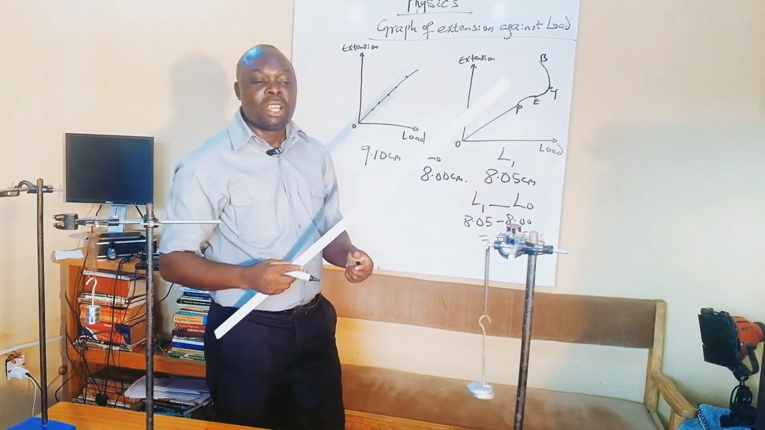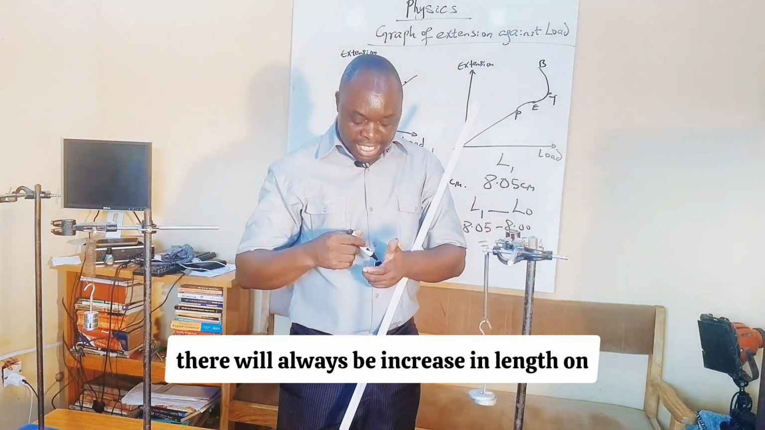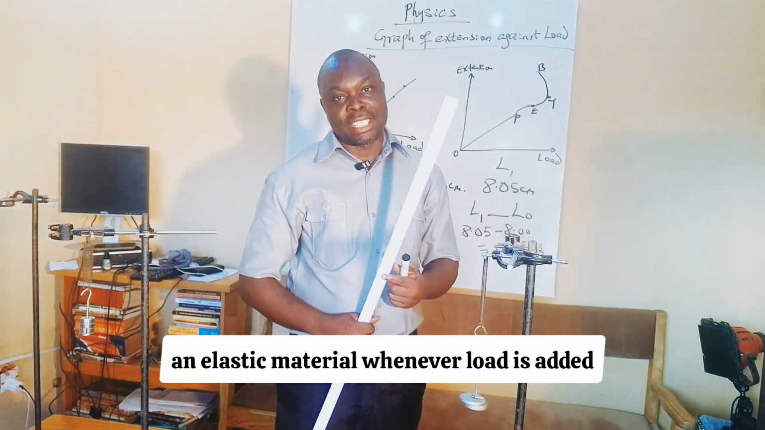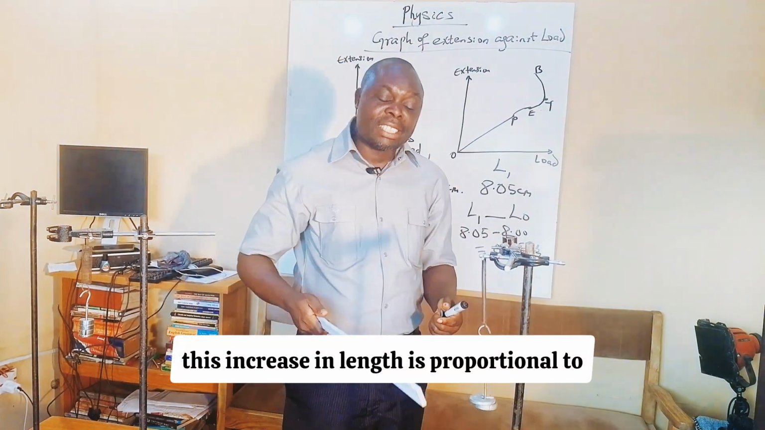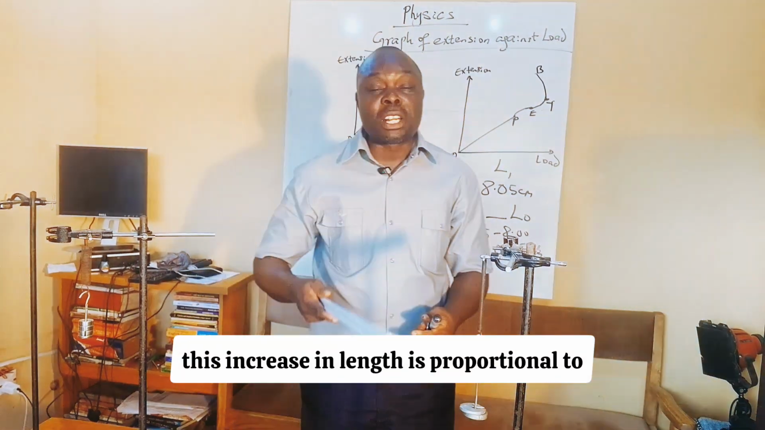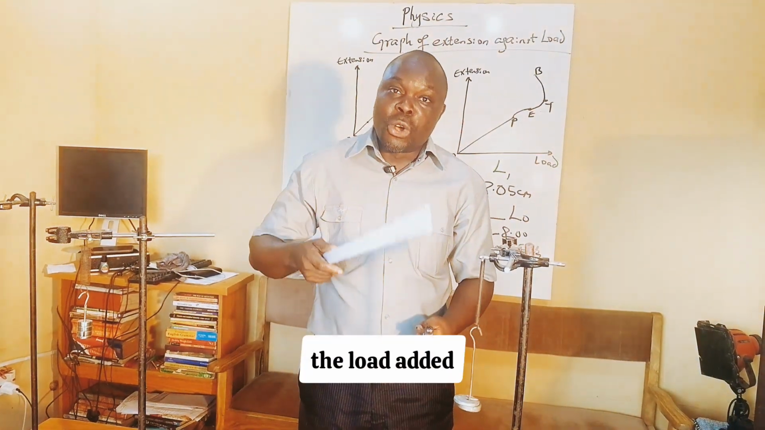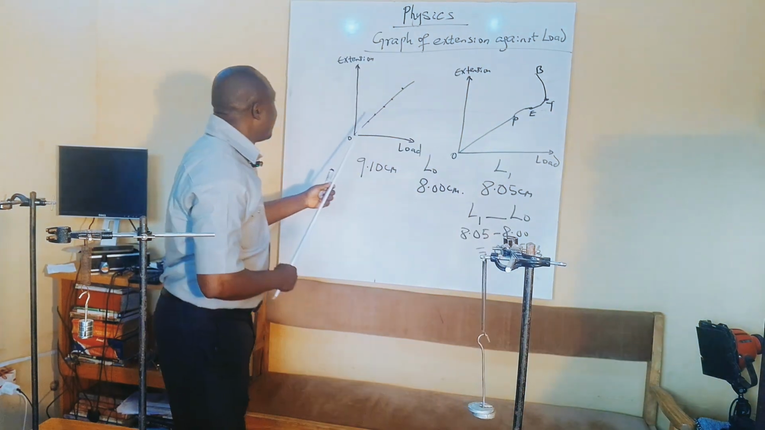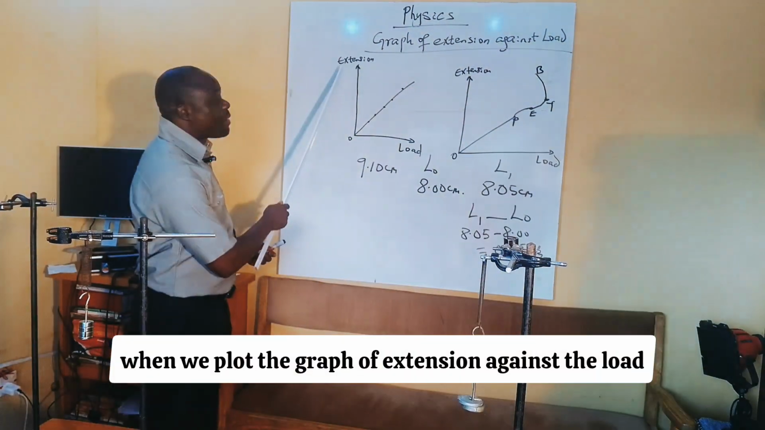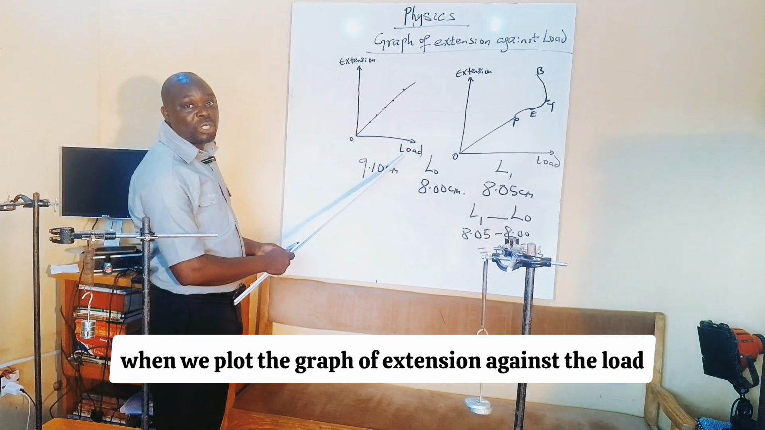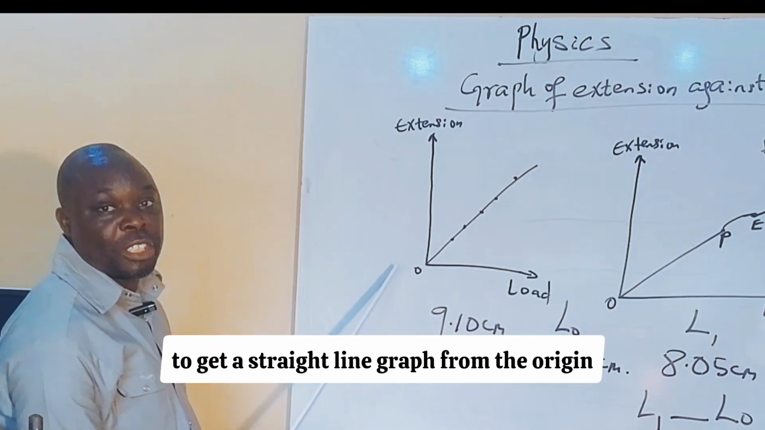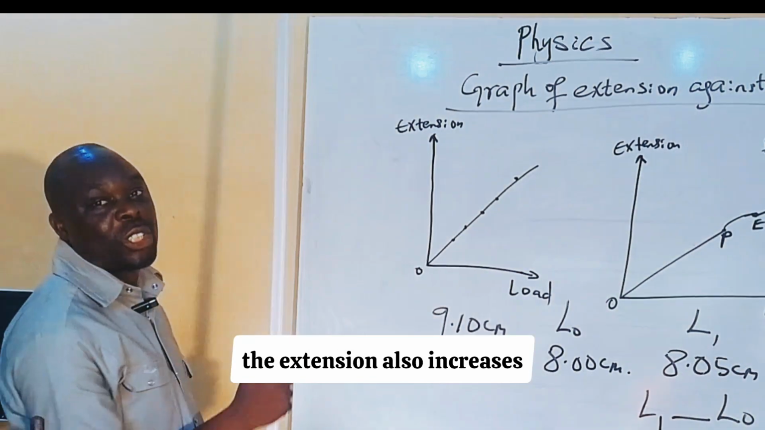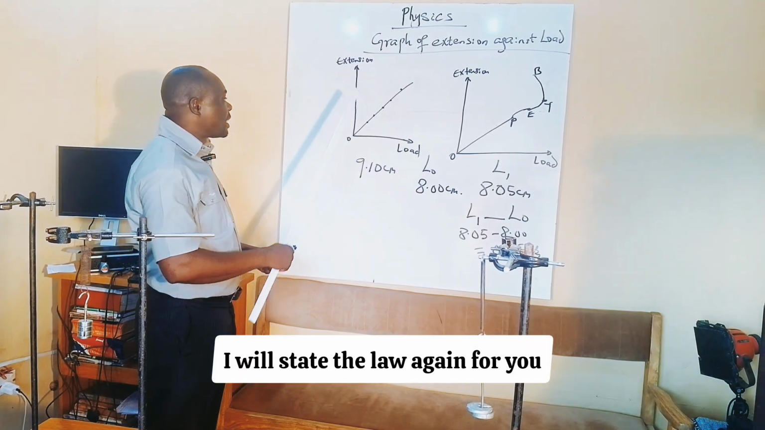So according to Hooke's law, there will always be an increase in length on an elastic material whenever load is added. And according to him, this increase in length is proportional to the load added. So it's going to be a straight line graph like this. When we plot the graph of extension against load, we will get a straight line graph from the origin, which means that as the load increases, the extension also increases. It's what we call direct proportion.